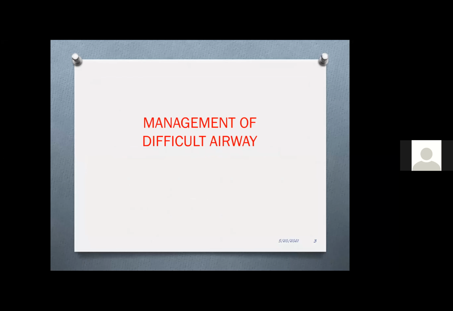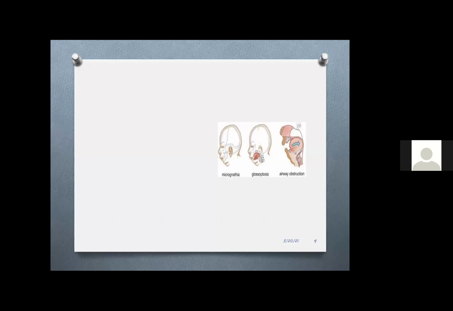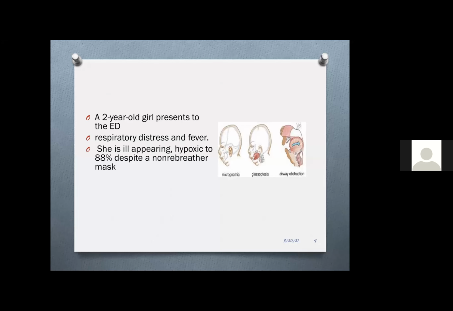Now we're going to the actual scenarios that you might face. Let me give you an example. A 2-year-old presents to the emergency department with respiratory distress and fever. Upon assessing her, you find that she appears hypoxic with a saturation of 88%, although she's on a non-rebreathing face mask. On further questioning, you find that she had been on a ventilator in the past and it was not an easy intubation. Also, she has Pierre Robin sequence.